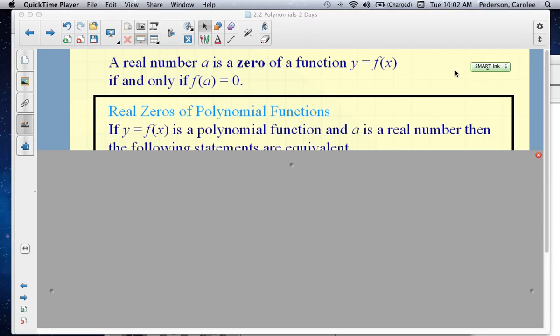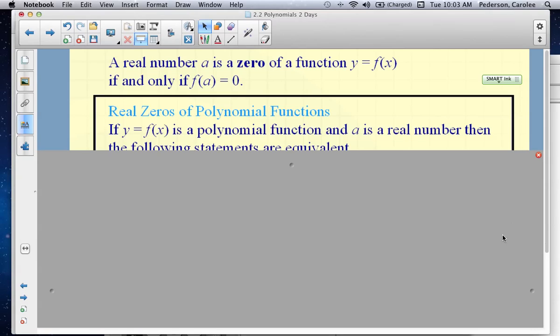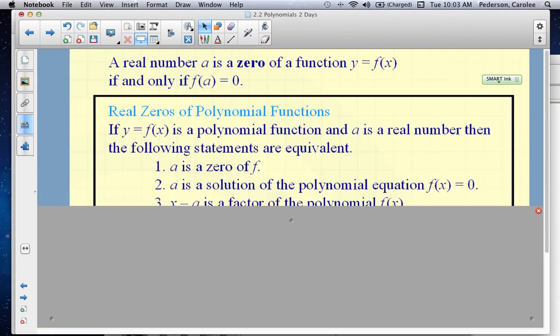All right. Here is 2.2, day 1, part 3. We're wrapping up our lesson. We have one example left. This slide, I'll tell you what I do want you to write down. What we're going to do is find the zeros of the function to finish off this problem. There are 4 things that you need to know about zeros.